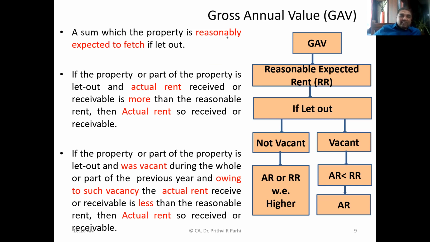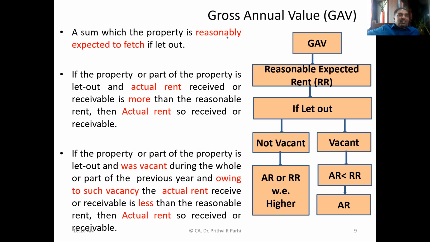Now, the next concept is that if the property, or part of the property, is let out and was vacant during the whole or part of the previous year. Let us say a house property is there. A reasonable rent, you feel, is monthly 10,000 rupees, for simplification. So what is the annual rent? 1,20,000 rupees is your annual rent.